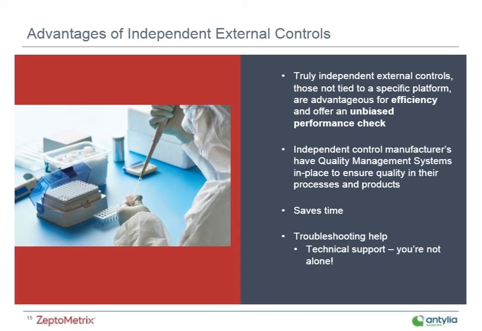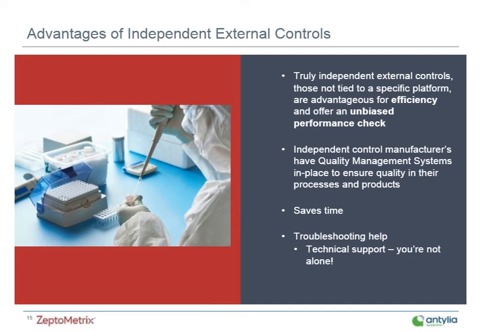So I think besides the obvious advantages of independent external controls, which are monitoring the precision of the results from your test kits and from non-commercial assays, and preventing errors by constant and consistent monitoring, there are a few other advantages that I thought of. Truly independent external controls, that is those not tied to a specific platform, are really advantageous for efficiency. Efficiency because you only have to buy one control to work across multiple platforms or tests. And they offer, like we mentioned, an unbiased performance check.